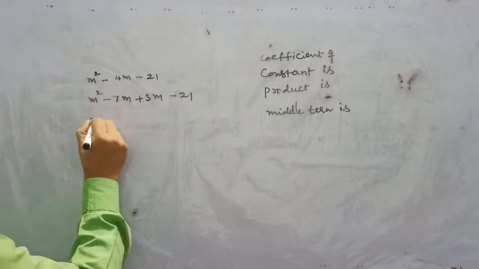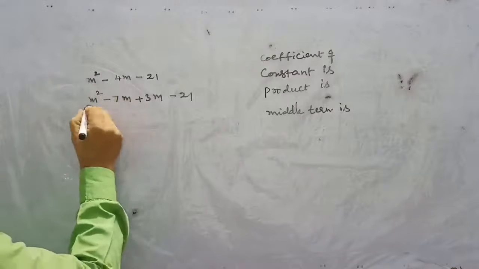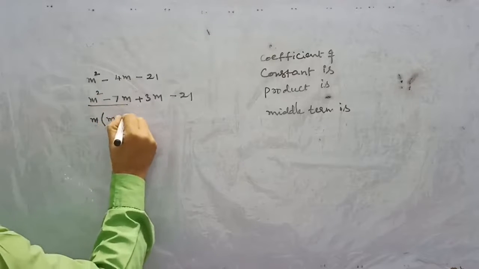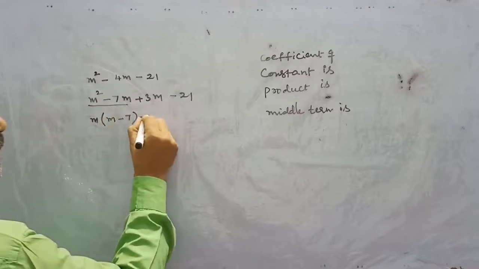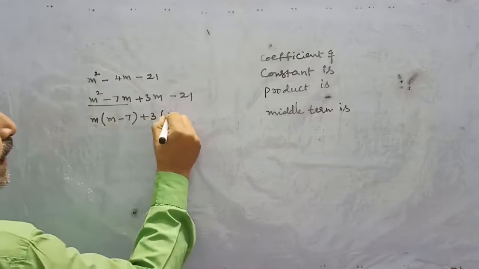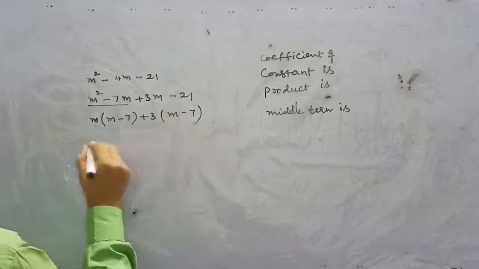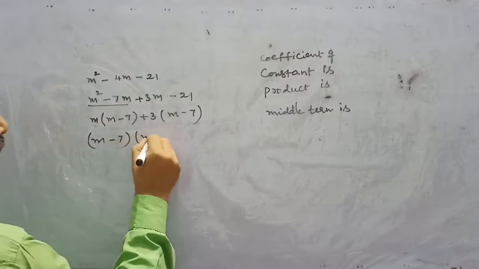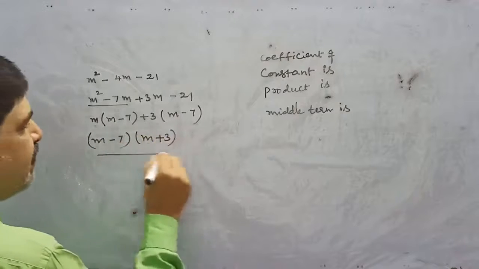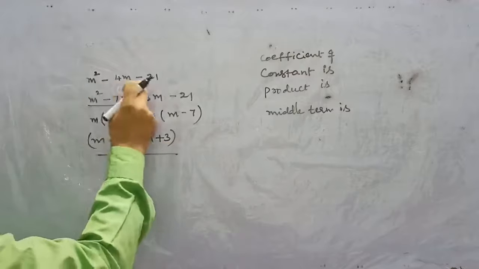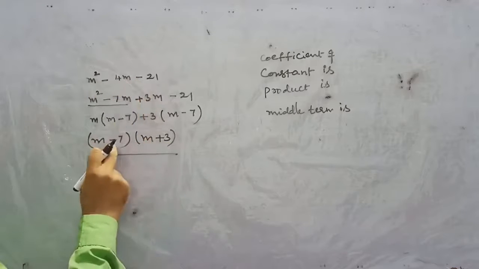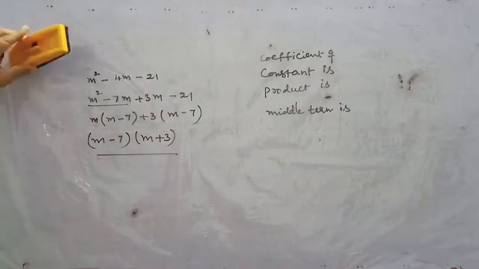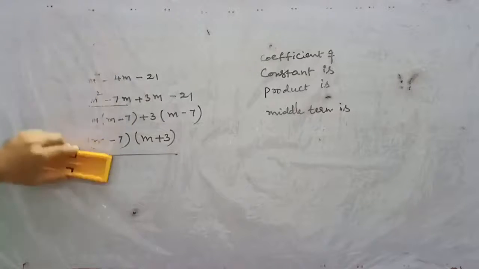Now m is the common factor from these two. So remainder m minus 7, plus 3 is the common factor, m minus 7. So m minus 7 into m plus 3. These are the factors. So whenever we get both are minus symbols, we get one is minus and another one is plus. So m minus 7 into m plus 3. Okay, understood? Next one.